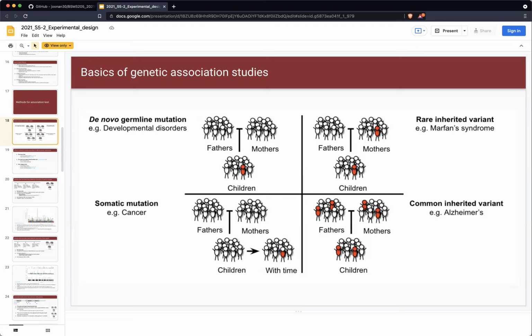For instance, if you look at patients with developmental disorders, they are mostly affected by de novo germline mutations, right? And if you look at patients with cancers, those people are mostly affected by somatic mutations, right? And if you look at certain conditions like Marfan syndrome, these are affected by rare inherited variants. Or if you look at Alzheimer's patients, or patients with Parkinson's disease, those people are affected by common inherited variants.